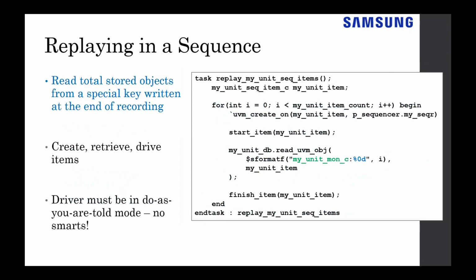So on the replay side, what we'll do is we read the total number of stored objects before we get into this loop. And then we'll just iterate. So it's real simple. You do a create, you start the item, and then you unpack the object from the database back into itself, call finish item, and then you shove it off to the sequencer, which then sends it to the driver.